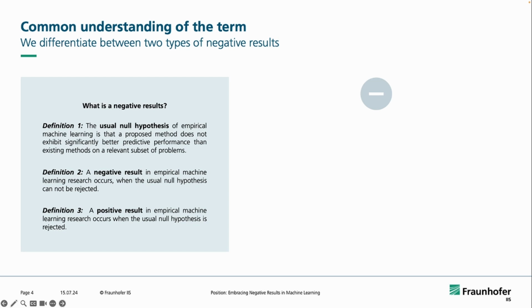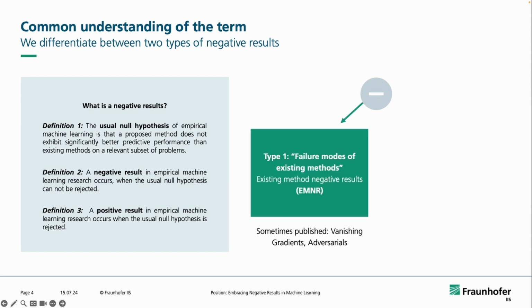Now there's two flavors of negative results that we want to have a quick look at. The first one is existing method negative results, which is sort of your failure modes of existing methods, the state of the art, your replication studies that don't back up previous experiments. And these are sometimes published. Famous examples are vanishing gradients or adversarial examples.